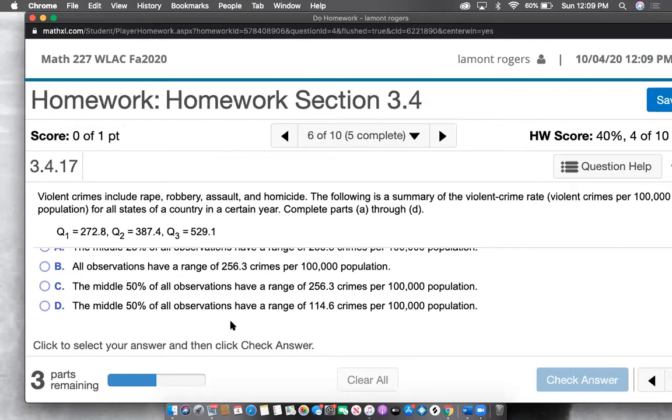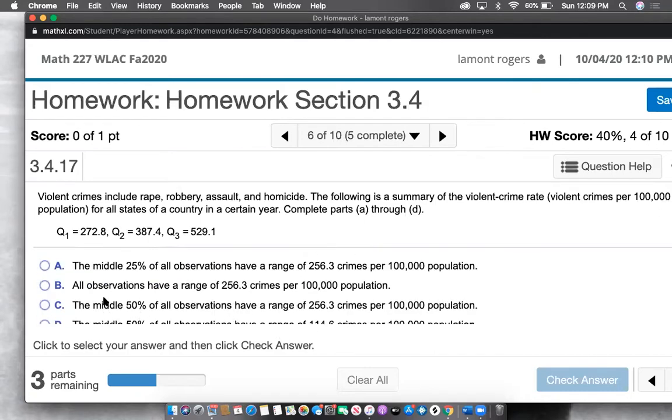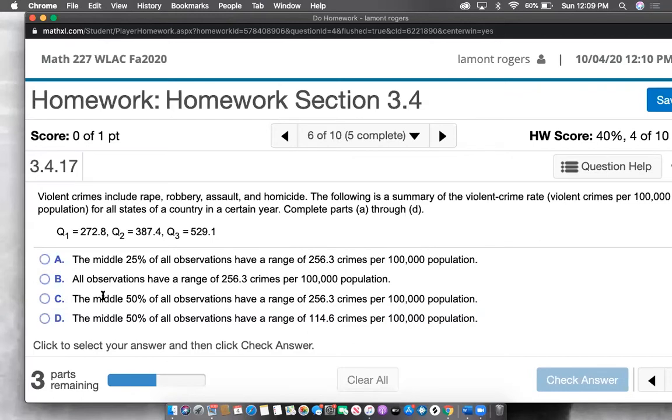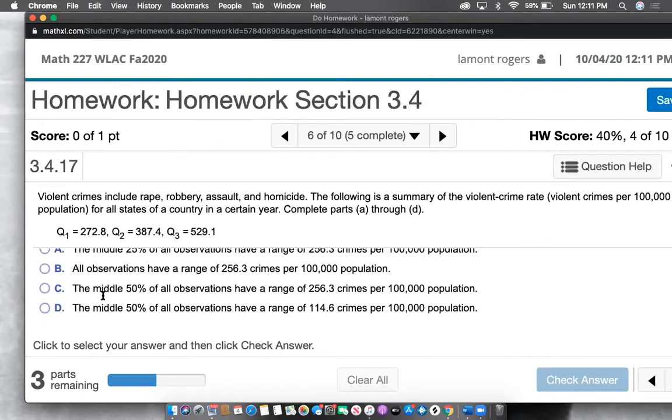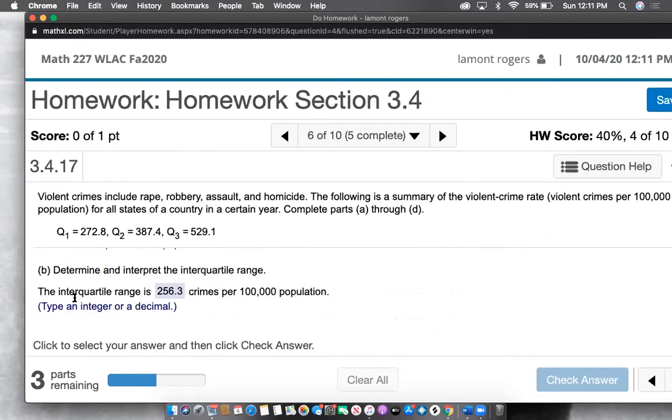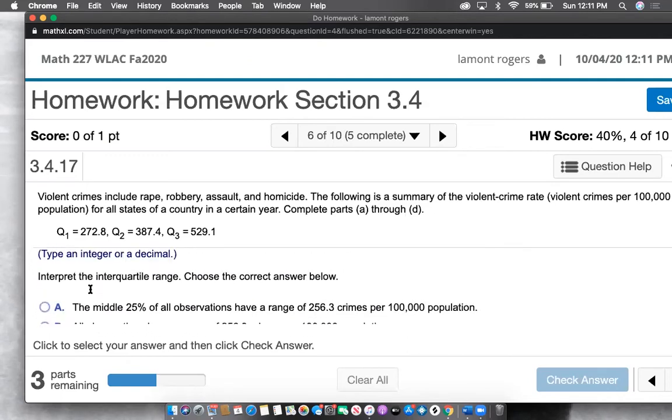So let's see if you can figure it out. It's a C. They both say the middle 50% of all observations have a range of. So they're both saying exactly the same thing. The only difference are those numbers. So my question is, which one of those numbers do you think is right? Oh. So yeah, it's definitely C. Because that is the interquartile range, right?